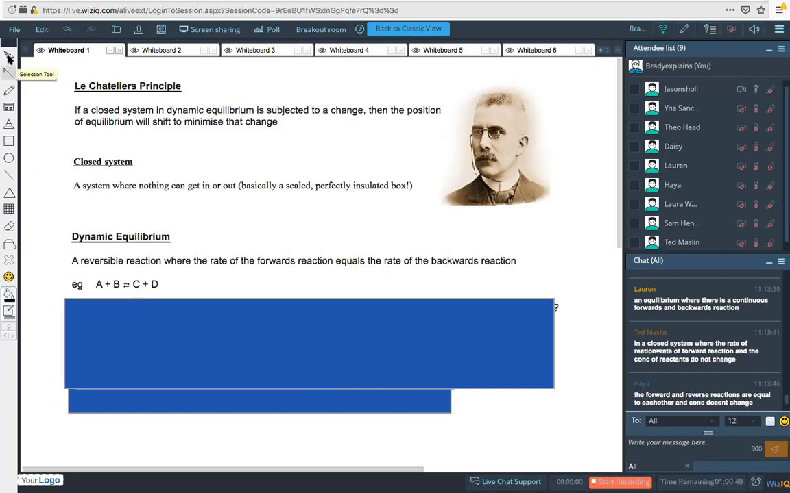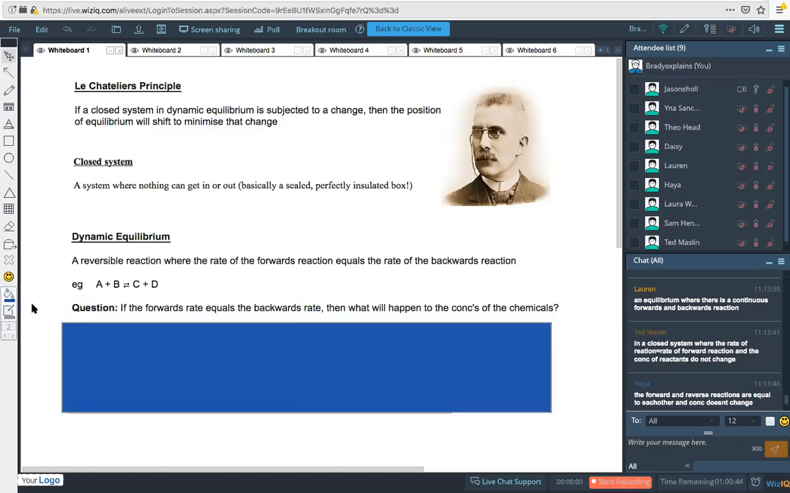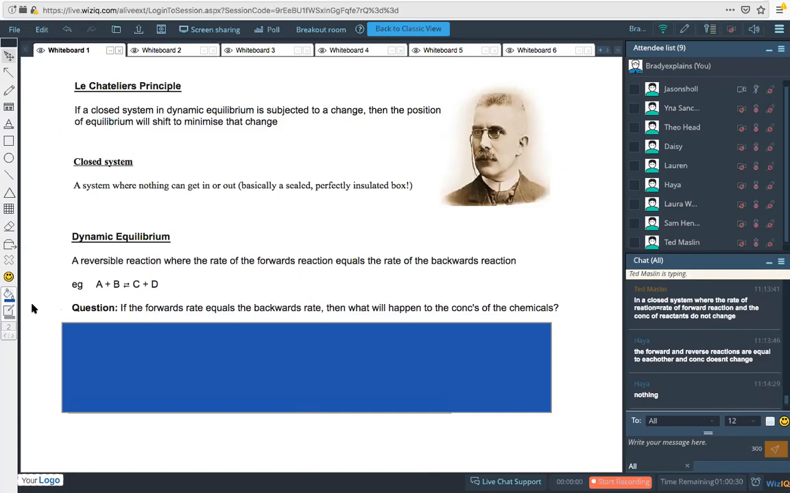My next question, I think a few of you have already typed this in, which is fantastic. If the forwards rate of reaction equals the backwards rate of reaction, then what will happen to the concentration of the chemicals? You can just quickly type that in, press enter whenever you're ready. I think a few have already done that. Excellent, yeah, fantastic.